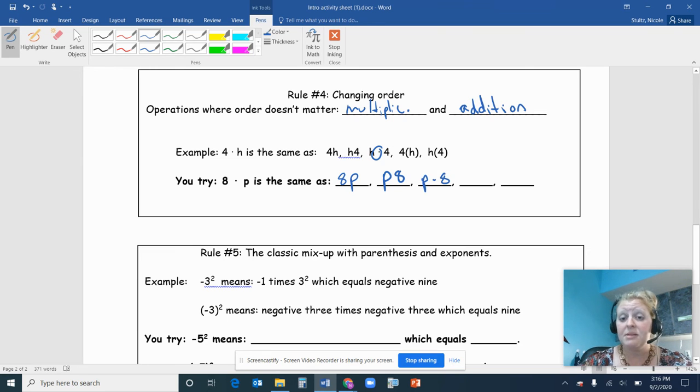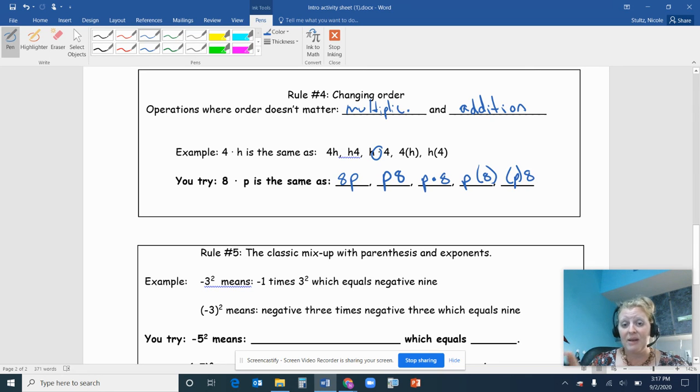You could use parentheses instead of a dot, for example. So maybe you want to put parentheses around your 8. Right? So whether or not I want to do p times 8 or 8 times p, it doesn't matter. It's the exact same answer. It doesn't matter. Okay? All those different representations are the same. You just kind of have to accept that.